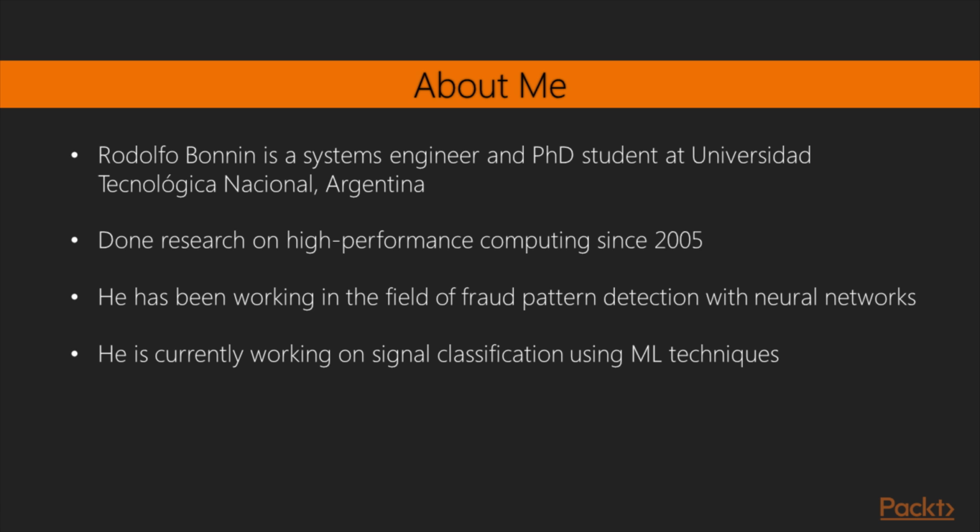Rodolfo Bonin, a systems engineer and PhD student at Universidad Tecnológica Nacional, Argentina. He also pursued parallel programming and image understanding postgraduate courses at Uni Stuttgart, Germany. He has done research on high-performance computing since 2005 and began studying and implementing convolutional neural networks in 2008, writing a CPU and GPU supporting the neural network feed forward stage. More recently, he's been working in the field of fraud pattern detection with neural networks and is currently working on signal classification using ML techniques.